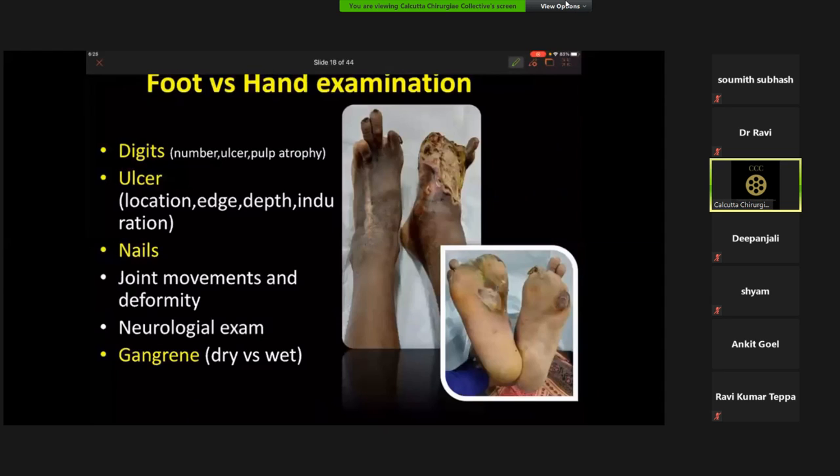The first thing that I am concerned about is how many digits the patient has. Important idea, guys. As I told you, sir, the normal limb was said to be this one. So this is the abnormal limb and this is the normal limb. Is it really normal? No, absolutely not. As you can see, there is a loss of a digit. There are signs of ischemia in this. So at this point, do comment upon the digit, the ulcer, the nail, the joint movements and deformity, neurological examination, and finally, the gangrene.